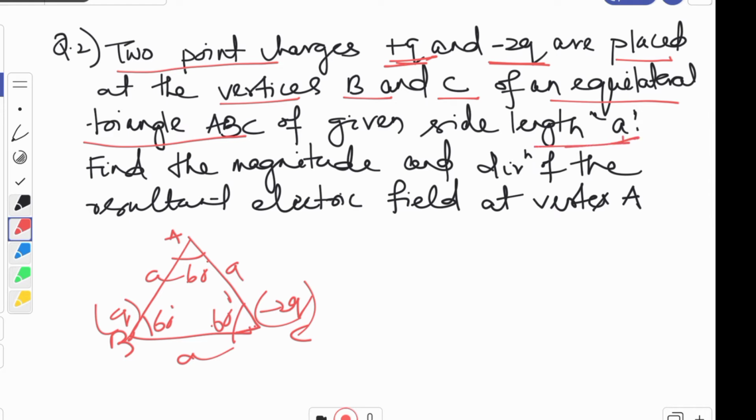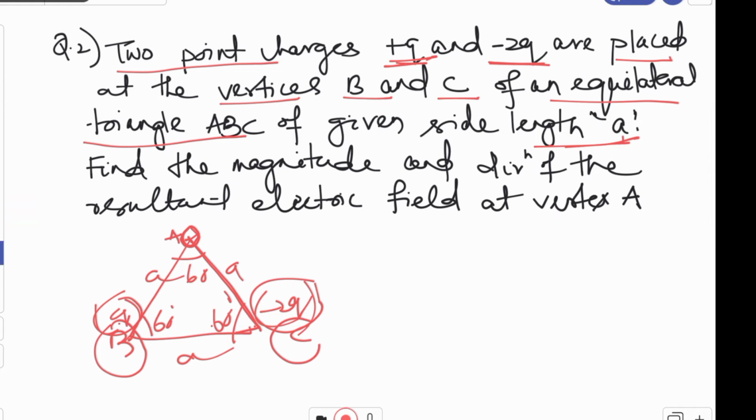And equilateral means each angle will be 60 degree, and the side length is given as A. We have to find out the magnitude and direction. We have to find out the magnitude of the resultant electric field at point A, due to B and C, due to plus Q and minus 2Q charge, and we have to find the direction with respect to AC, children. Okay, how to do it? We have seen one easy question, so this is also easy. In the similar way we will now proceed.